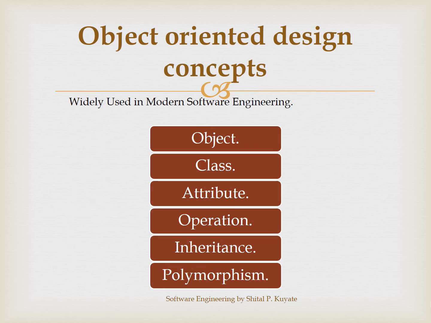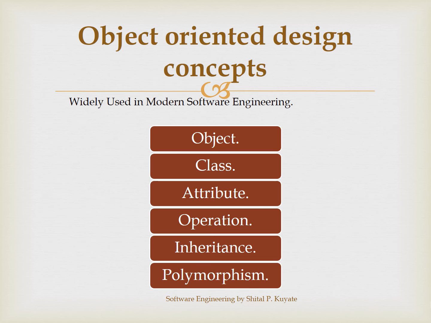The first one is the object. It is an instance of a class. It is used to describe a real world entity. The second one is a class. It is a collection of similar objects. For example, we can say animal is a class, and the tiger is an object of the animal class.